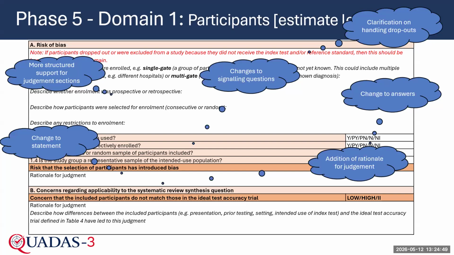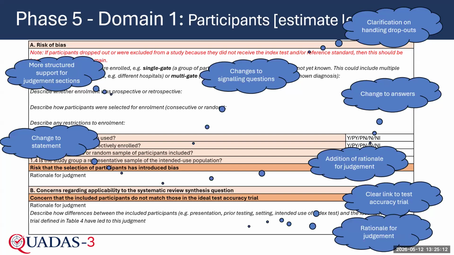At the bottom here, we've got our applicability concerns. And the phrasing here is a little different than it was before. It's concern that the included participants do not match those in the ideal test accuracy trial. So here we're referring back to that ideal test accuracy trial that we defined in phase 2, so there's a clear link back to the test accuracy trial. And we also now have a new section on the rationale for judgment, the same as we do for the risk of bias assessment. So if you're familiar with QUADAS-2, some things are quite similar, but there are some changes as well.